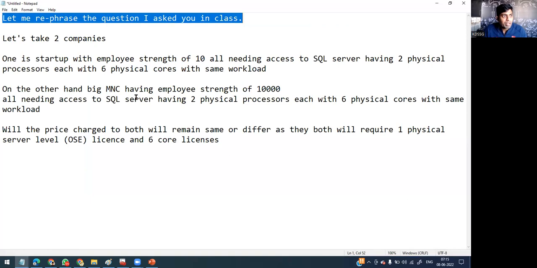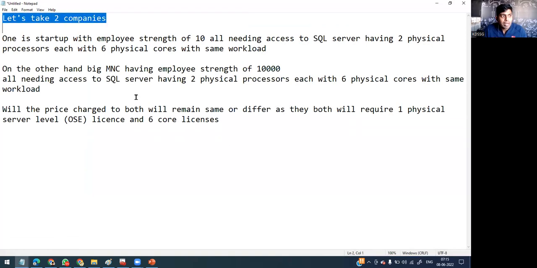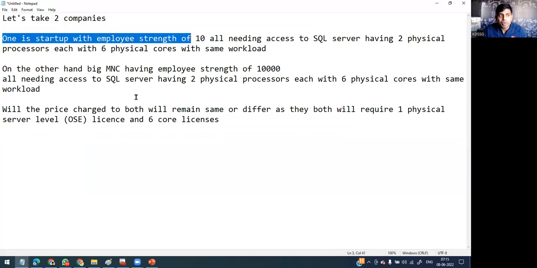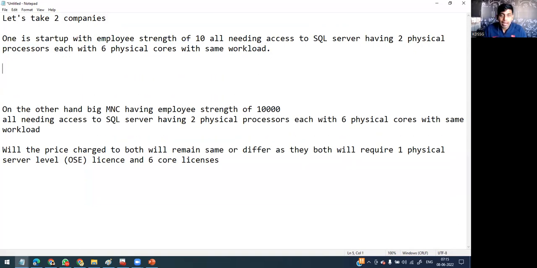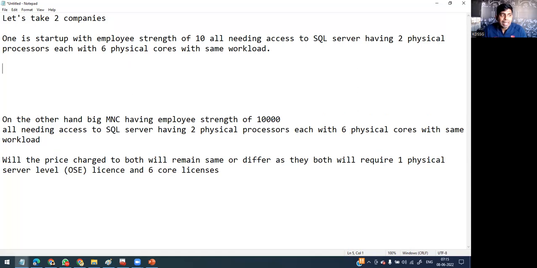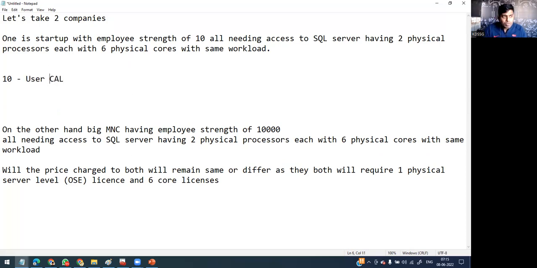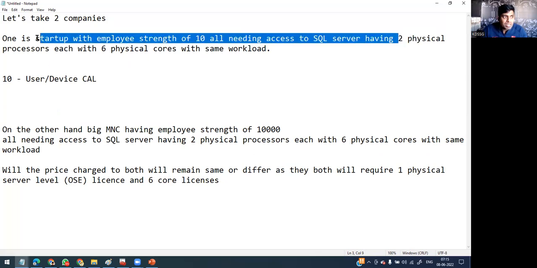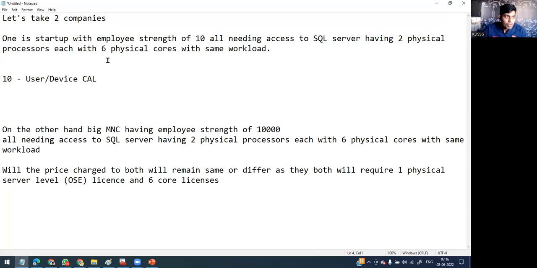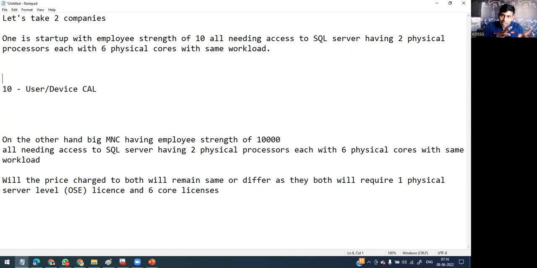Let me rephrase the question I asked in the class. Let's take two companies. One is a startup with an employee strength of 10. So 10 is the employee count. Smart people who want to save budget can think of an employee count of 10, right? So user or device CAL. Device means PC, user means person. All of them want access to SQL Server, having two physical processors, meaning two sockets. With 6 cores each socket, 6 plus 6, 12 cores then?